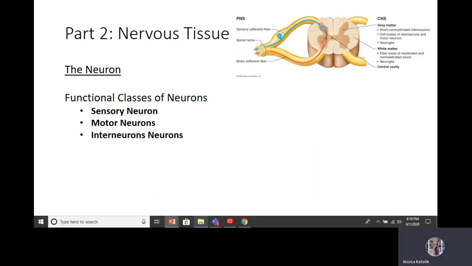In addition to having anatomical classes, we're also going to have functional classes of neurons. These three functional classes would be sensory, motor, and interneurons. What I've done here is I've included a figure that shows these three structures interacting with each other.